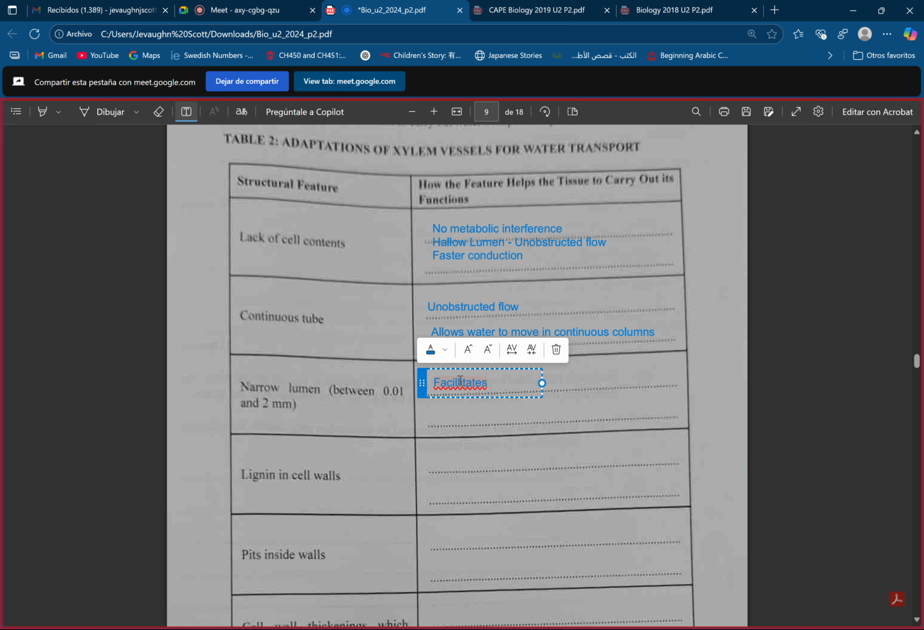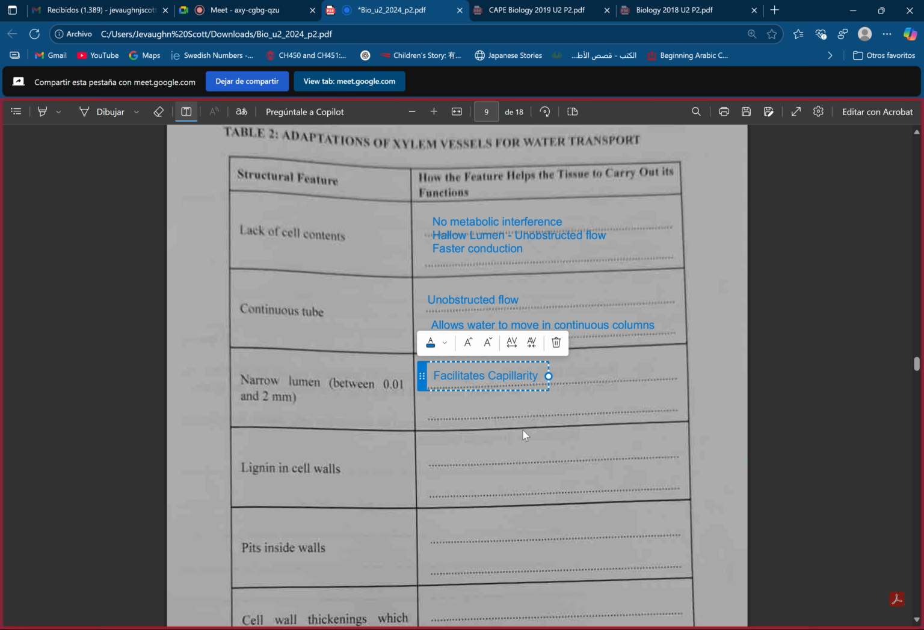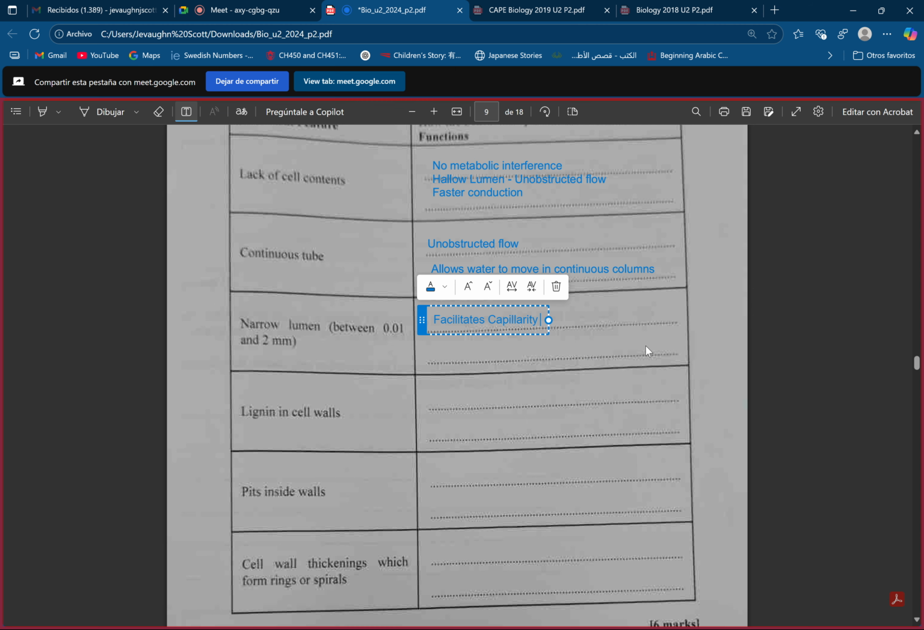So it facilitates what? Capillarity. Okay, so it facilitates capillarity. Lovely. Anything else? No? I mean, you don't have to write a lot. So it can facilitate capillarity, and you can speak to that. All right. Lignin being in the walls.